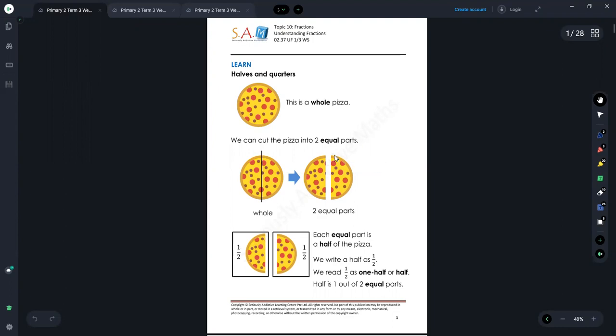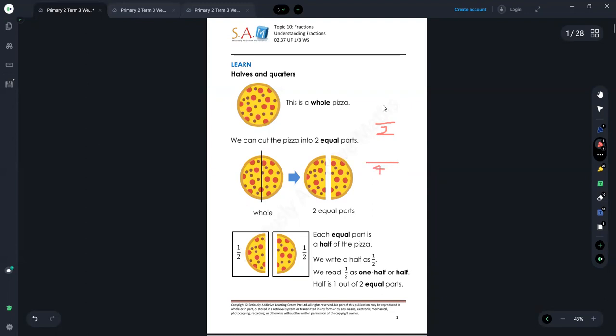All right. So for example, a whole pizza: if you cut the pizza into half, into two pieces, then each equal part will be 1 out of 2. Right at this point, it is quite important for students to understand the concept. If you cut it into 2 parts, it'll be out of 2. If you cut it into 4 parts, it'll be out of 4. And then they should be able to get this easily.